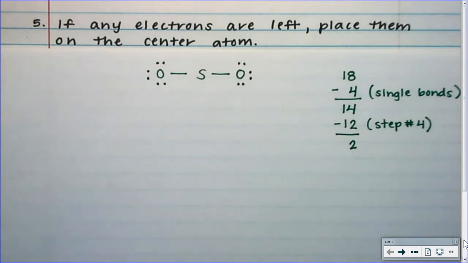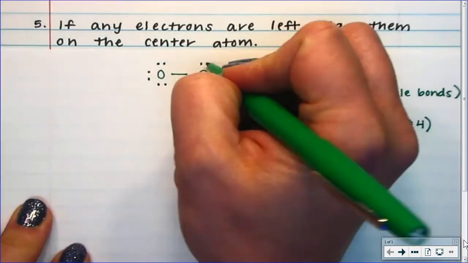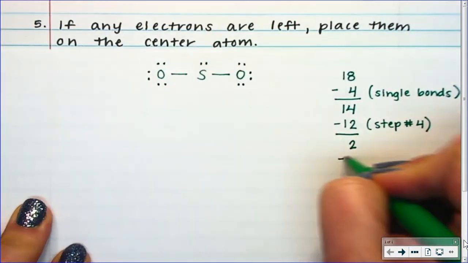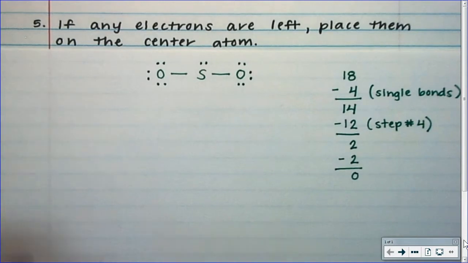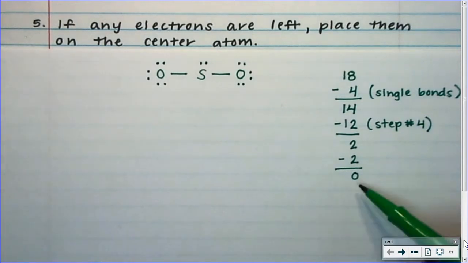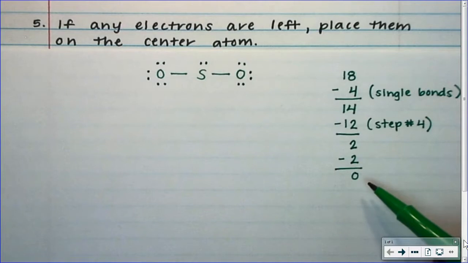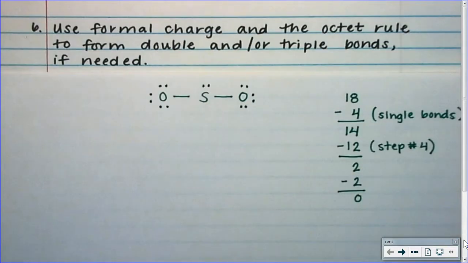Starting where we left off, we have 2 electrons left, and step 5 says, if we have any electrons left, place them on the center atom, which would be our sulfur. Subtract our 2 from our total. And our goal by step 5 is to have 0 valence electrons left. Going on to step 6, now we have to use our formal charge and the octet rule to form double and or triple bonds if needed.